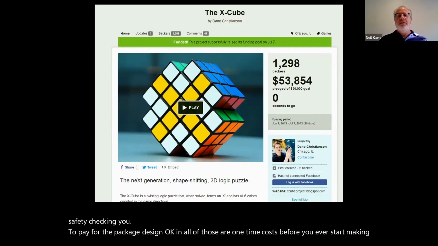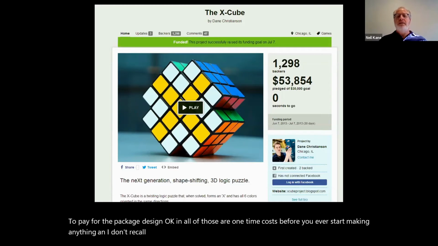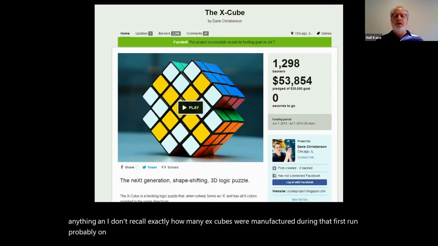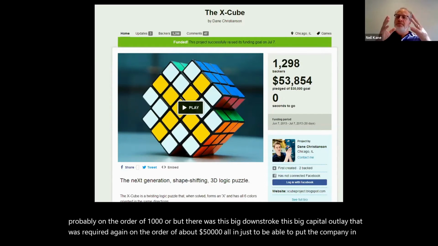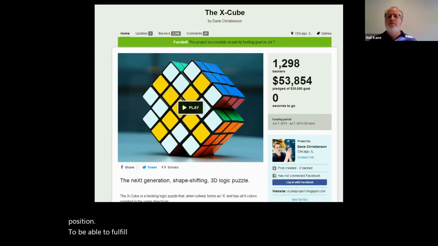And I don't recall exactly how many X Cubes were manufactured during that first run, probably on the order of 1,000 or so. But there was this big downstroke, this big capital outlay that was required, again, on the order of about $50,000 all in, just to be able to put the company in a position to fulfill that very first order that they got from Marbles, the Brain Store.